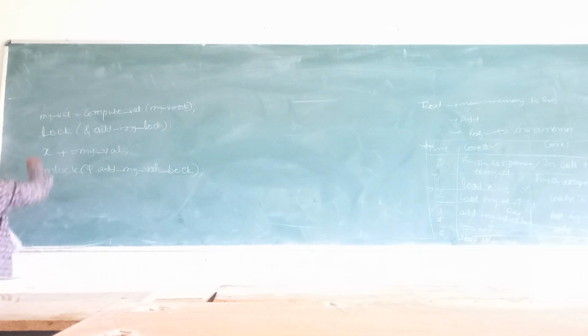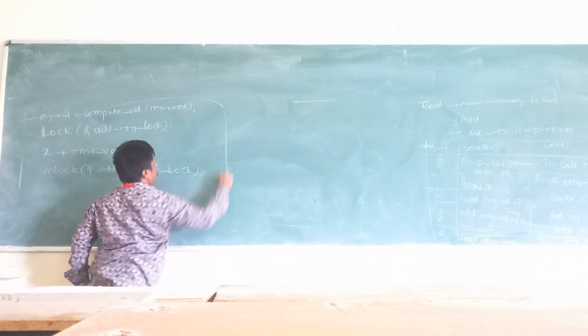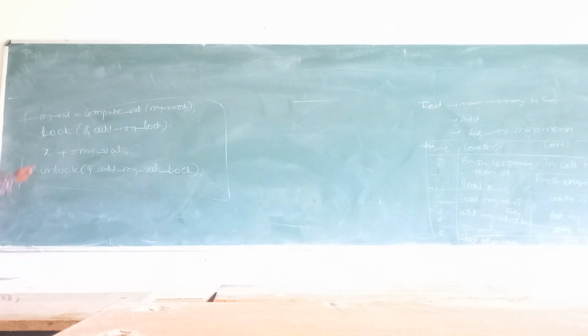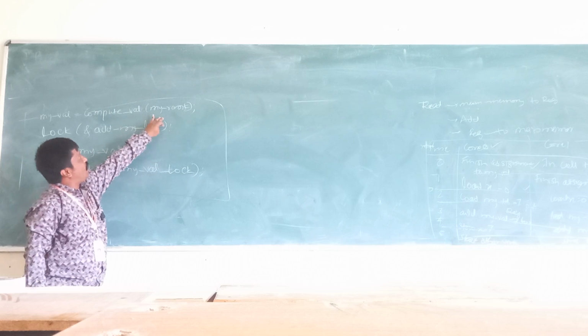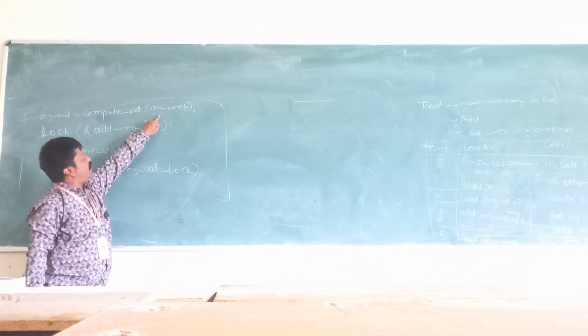Okay, here the piece of code is there. This code executes a particular lock operation, and we can also have the rank operations here. Initially my value is computed by the method compute value, which is ranked based on the rank, thread 0 and thread 1.